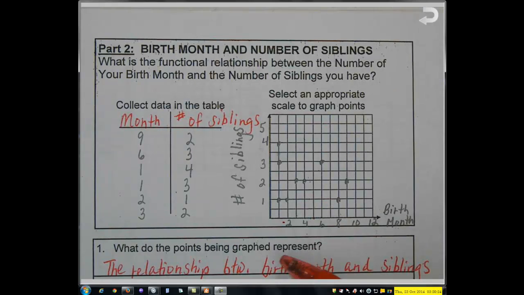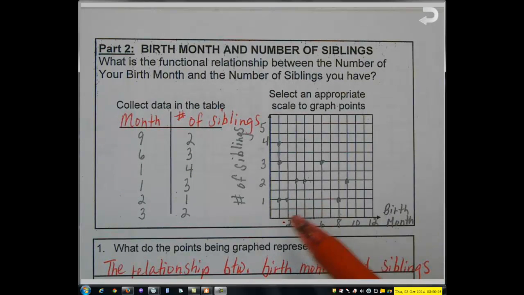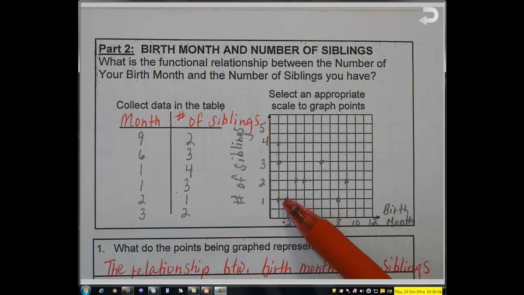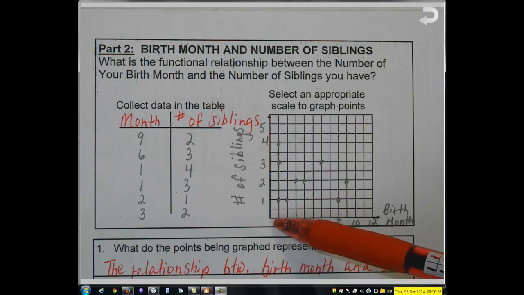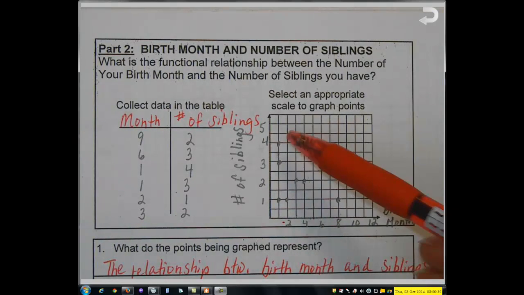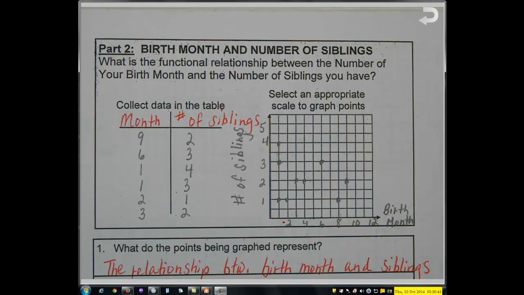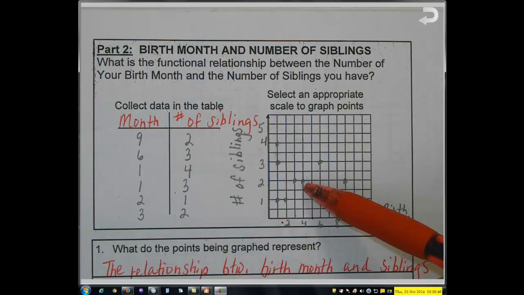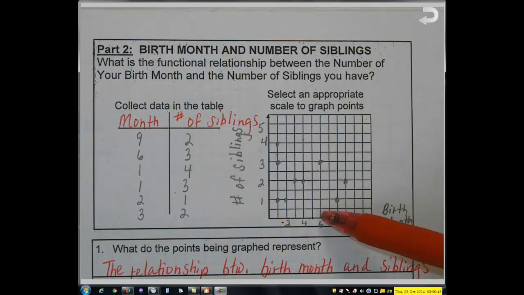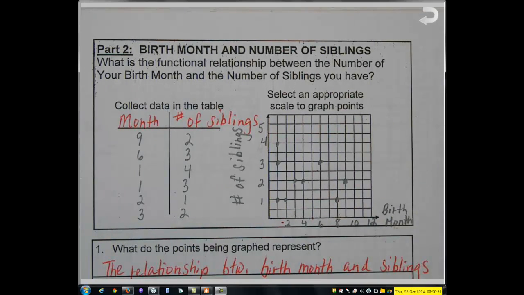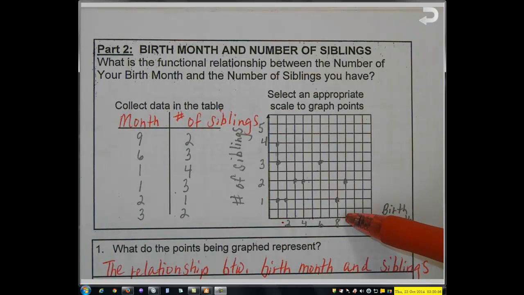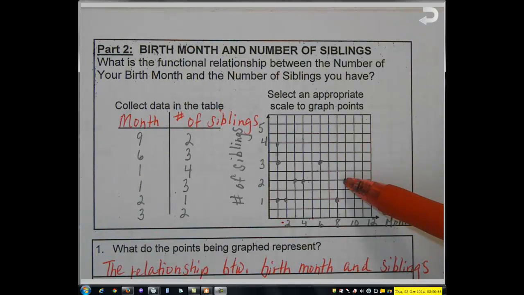From the data I got, there was one person born in January that has one sibling. There was someone born in February that has one sibling. Also, someone born in January had 3 siblings. Another one had 4 siblings. Someone born in March had 2 siblings. Someone born in April had 2 siblings. A student born in June had 3 siblings. One born in August had 1 sibling. And one born in September had 2 siblings.